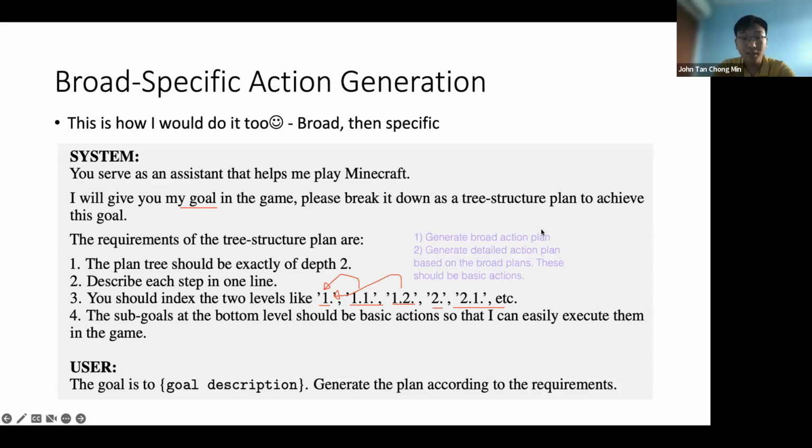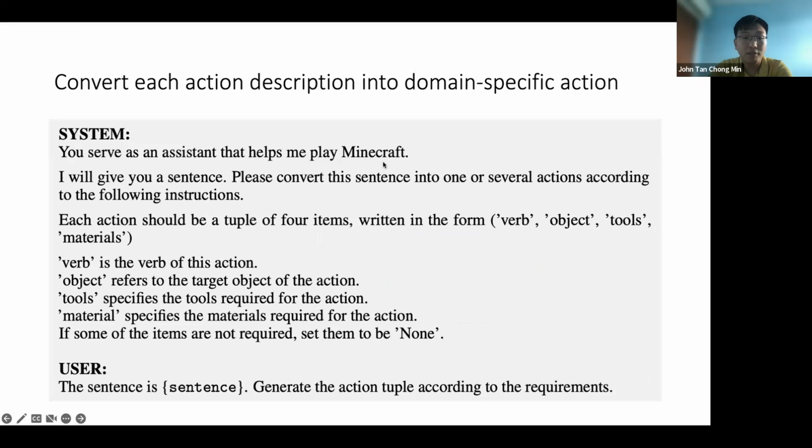So this is quite cool, because what it does is that for any generic goal that they have, and this is from the predefined 3141 task, you can generate a list of actions at the bottom. You can generate a list of basic actions. And from these basic actions, what do they do next? They convert each action into a domain-specific action.